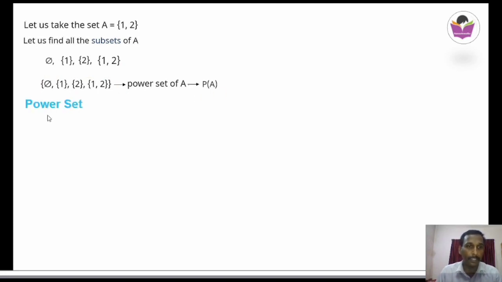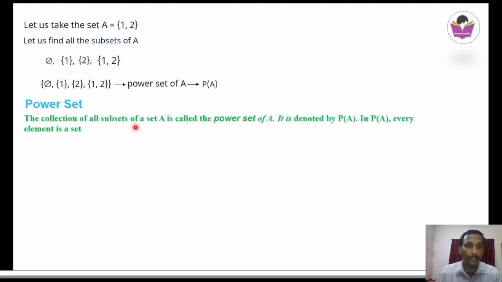So the definition of a power set is: the collection of all subsets of a set A is called the power set of A. We wrote the subsets first, then we collected them together as a set. So the collection of all subsets of set A is called the power set of A, and it is denoted by the symbol P of A. And in P of A, every element is a set. You can check here, this is P of A, and each element, this is phi, set 1 is an element, set 2 is an element, set 1, 2 is an element. So each element is a set. Remember this one, in P of A, every element is a set.